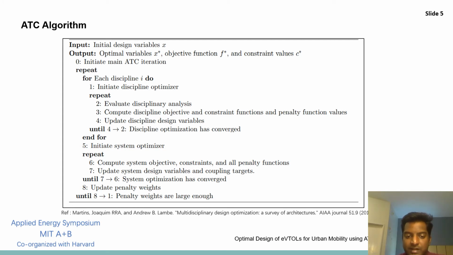And this process is continued until all the design variables converge to the same value, or all the local copies of the design variables converge to the same value. And once that tolerance is reached, the ATC algorithm is stopped, and the final set of design variables that you end up with are the optimal design variables according to the ATC algorithm.